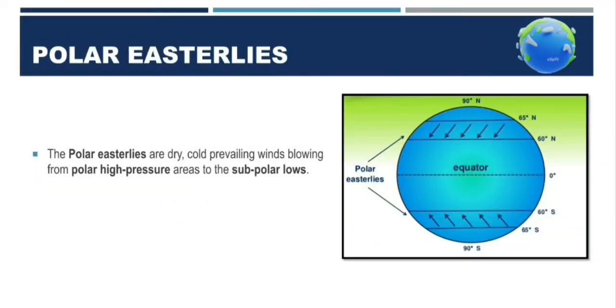The polar easterlies. The uppermost cold planetary winds, or the polar easterlies, move from polar highs to subpolar lows, that is from northeast to southwest in the northern hemisphere and southeast to northwest in the southern hemisphere.